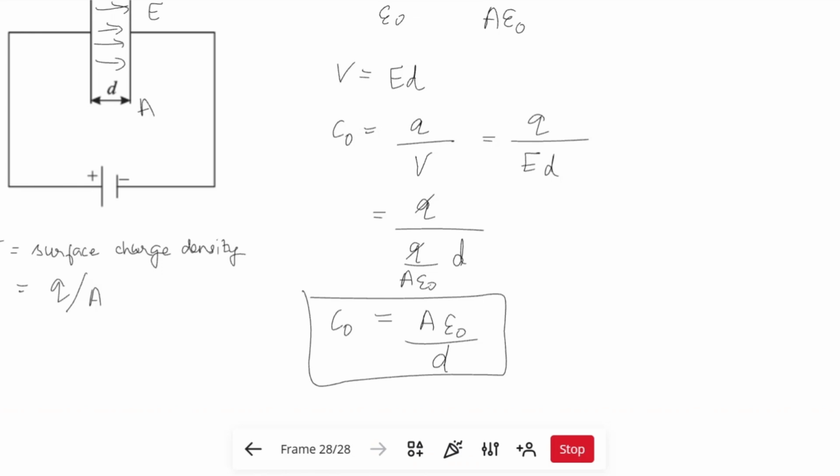Hence, the capacitance of a parallel plate capacitor whose plates are separated by distance d and have air in between them is given by C naught is equal to A epsilon naught by d, where A is the area of the plates, d is the distance between them, and epsilon naught is the permittivity of free space. This means that to obtain high capacitance, the area of the plate should be large enough and the separation between them should be small.